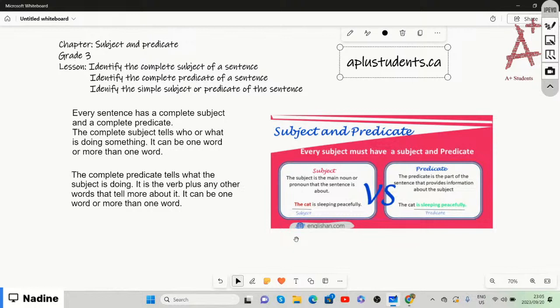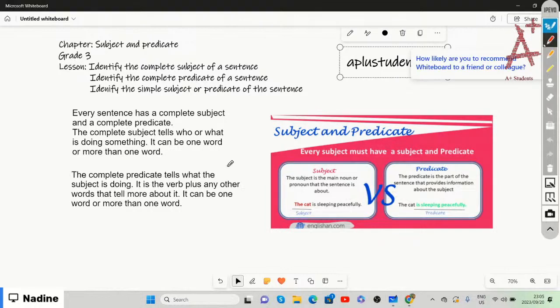The complete subject, the subject within a sentence, tells us who or what is doing something. So sometimes the subject can be a person, an animal, or a thing, but it is where you identify who or what is doing something within the sentence.